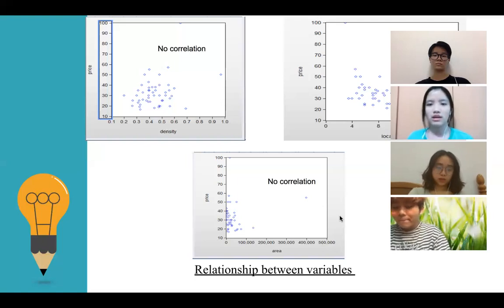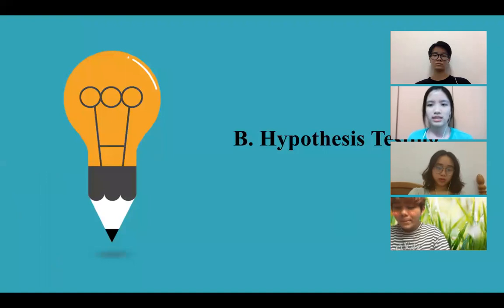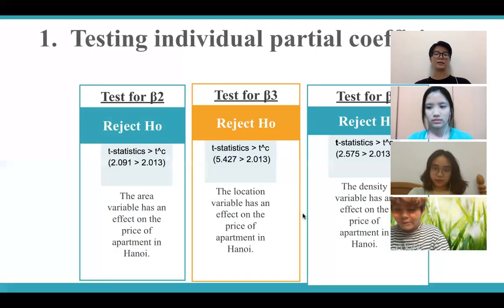That is all about the descriptive data. Now let's move to the hypothesis testing, which will be presented by Hami. In hypothesis test, I will present the first test, testing individual partial coefficient. In this test, we carry out the test for beta 2, beta 3, and beta 4. All the tests had the results that reject H0 when T statistic is larger than the T critical value. Therefore, we conclude that the area, location, and density variables have an effect on the price of apartments in Hanoi.